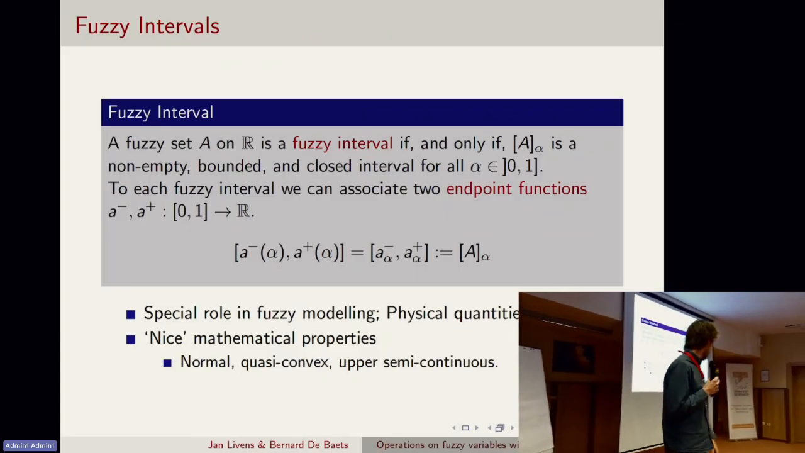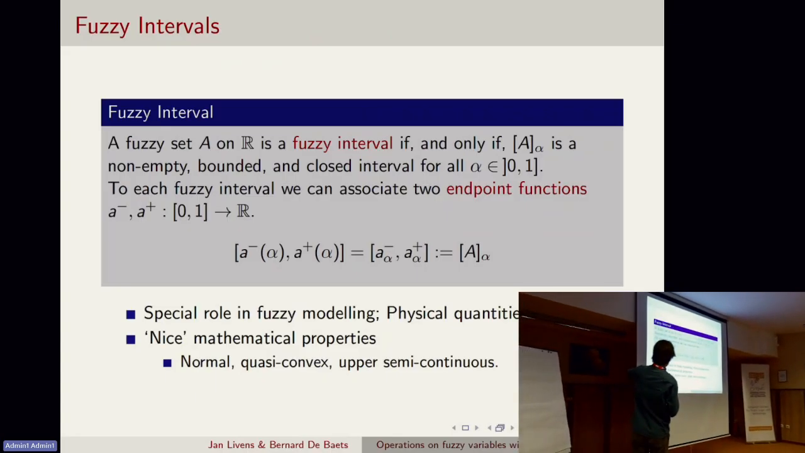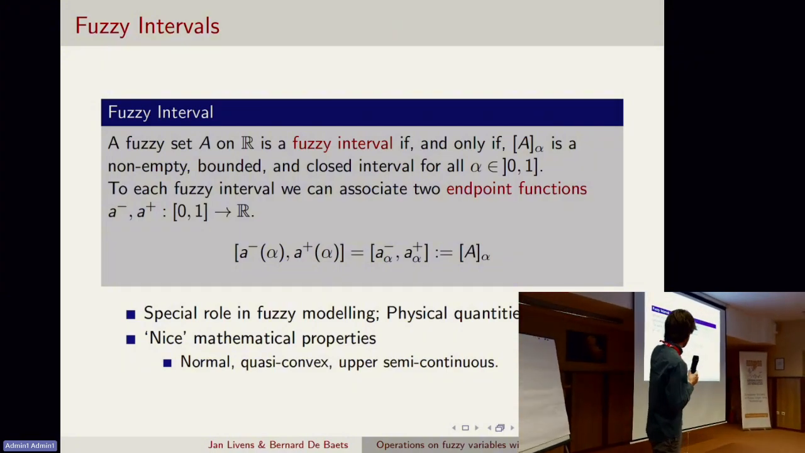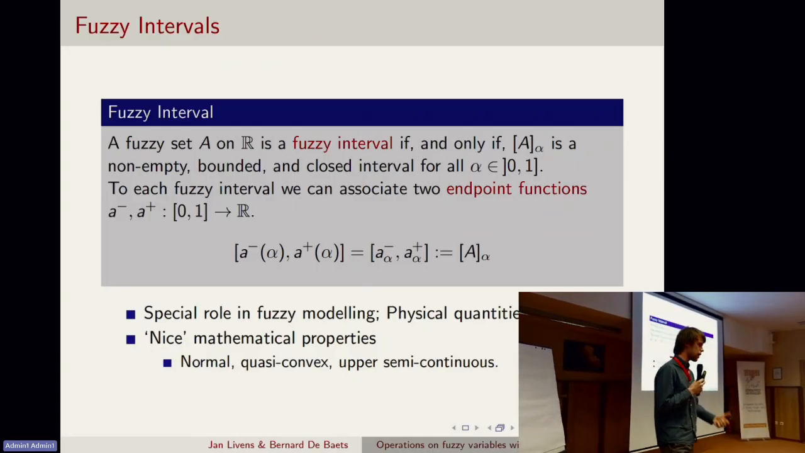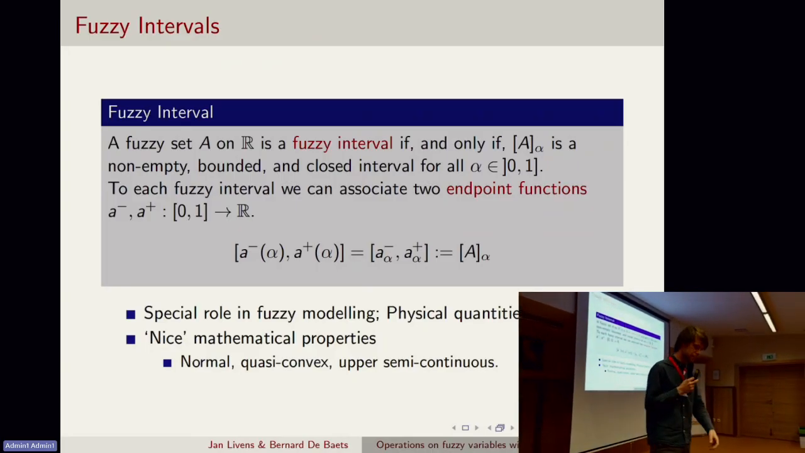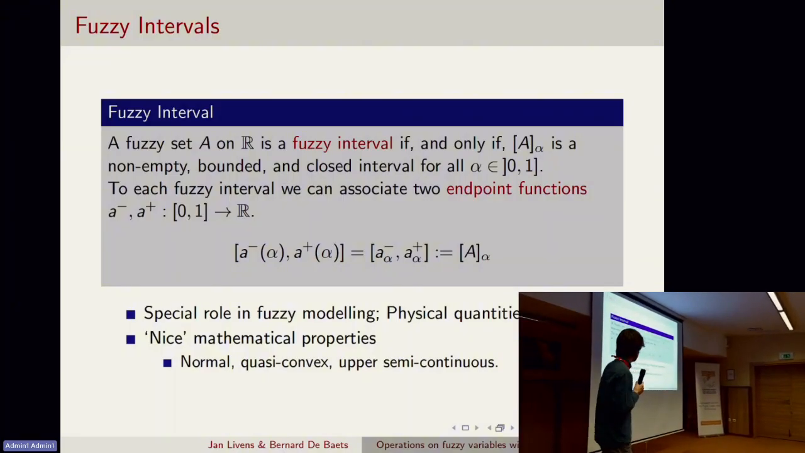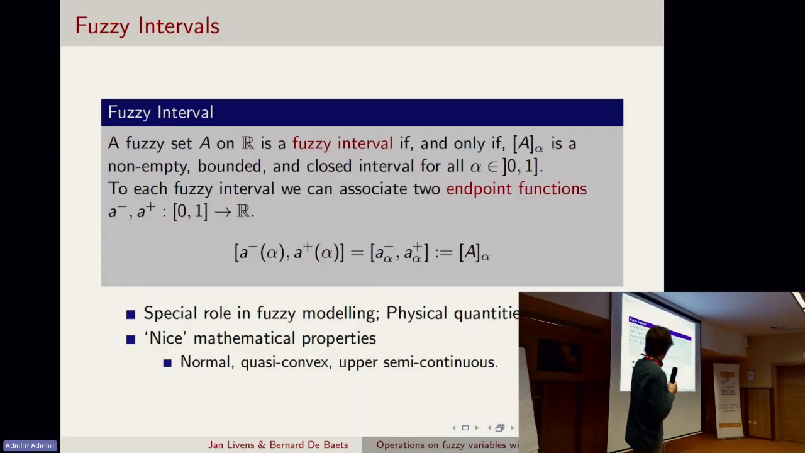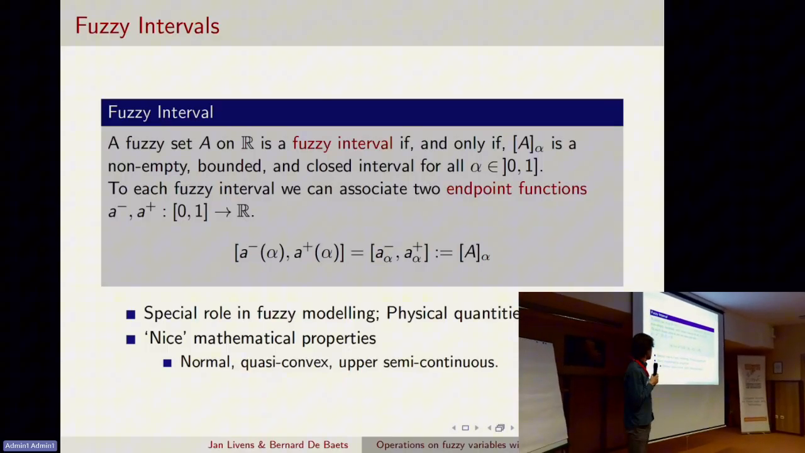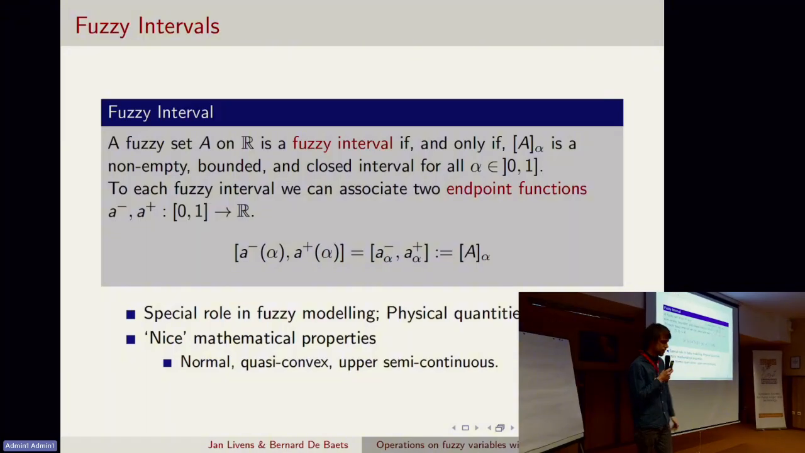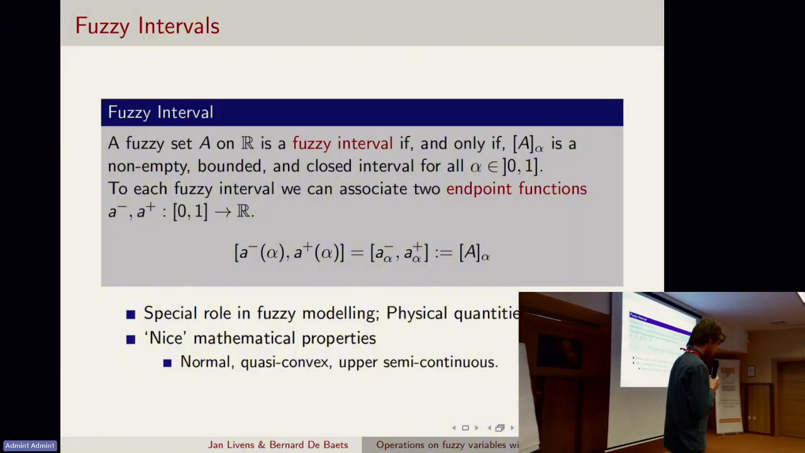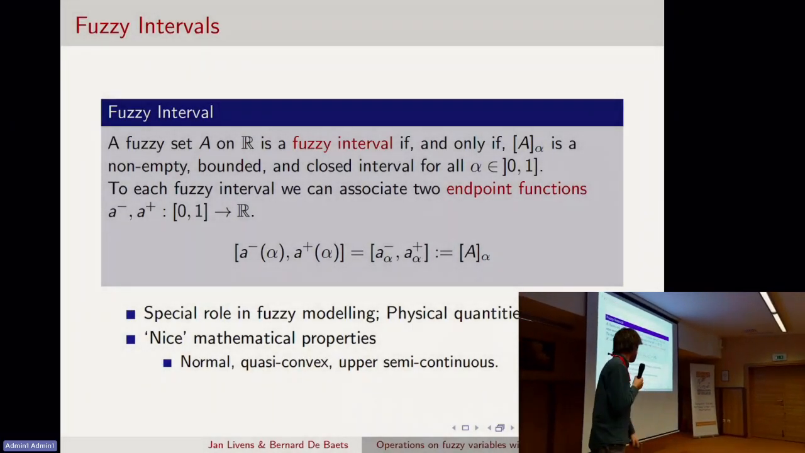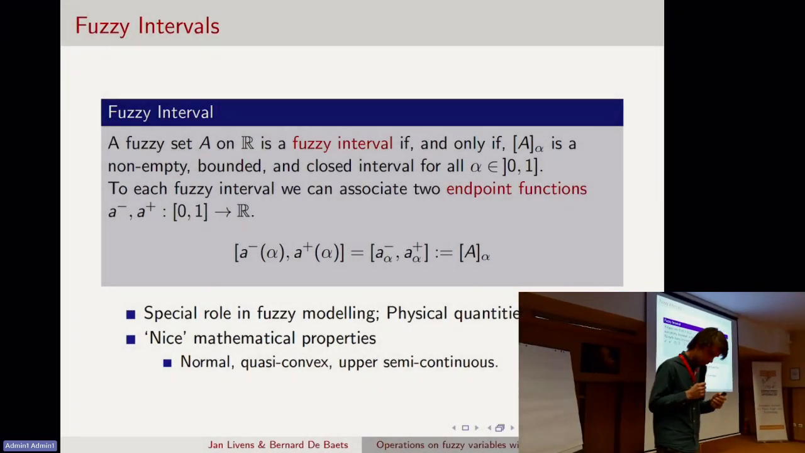This is a special class of fuzzy sets. It is quite interesting. Why? Because it has a special role in fuzzy modeling, because it's naturally very well equipped to represent physical quantities, where the membership functions are often convex. And the alpha cuts are non-empty, bounded, and closed, but in particular, it also has nice mathematical properties, namely the fuzzy set itself will be normal, quasi-convex, and upper semi-continuous.